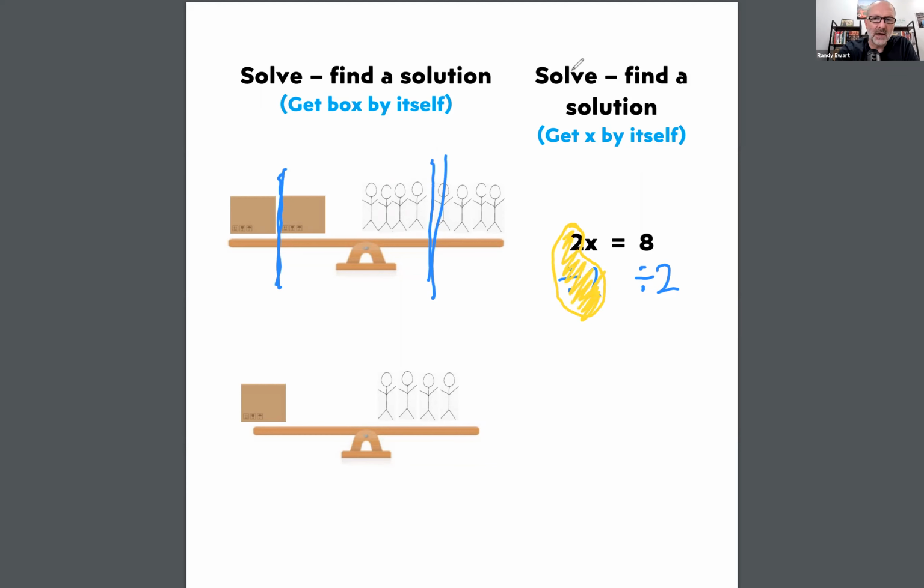So what do we have left? We have just an x on this side, and then 8 divided by 2 is 4. So x equals 4, which is the same as the box equals 4 guys. And now we have solved the equation using multiplication and division. Let's talk about this a little bit more and try some practice problems.